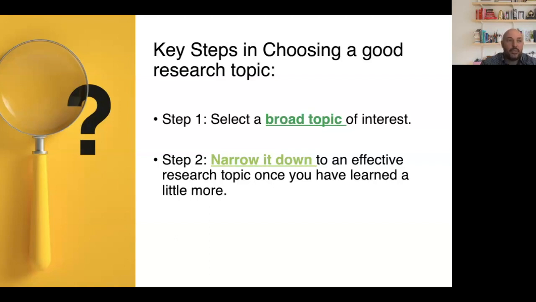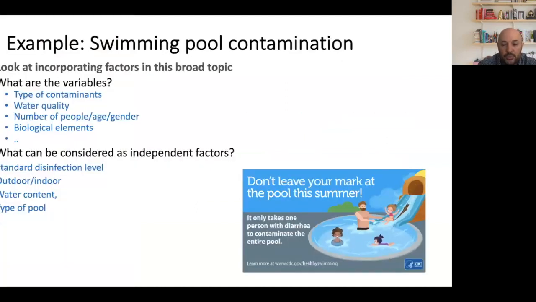But narrowing down your research is also very relative to your readers, to people who want to read your research, or those who want to fund your research. So you have to see if you can find enough documents to make it just right as a narrow topic. For example, take the broad topic of swimming pool contamination. There are millions of publications, ideas and reports on swimming pool contamination, but as a researcher, you want to focus on a specific topic. So you have to look at the incorporating factors in your broad topic.